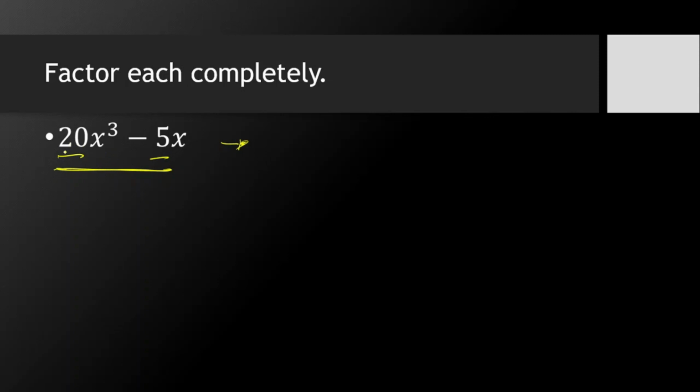For the numerical coefficients 20 and 5, these are divisible by 5. So, that is their GCF. And for the variable, since both terms have an x variable, get the one with the lower exponent, and that is x. So, this is now the GCF. Now, dividing these two terms by the GCF, we obtain 20 divided by 5, that is 4, x cubed divided by x, that is x squared, affix the minus sign, then 5x divided by 5x is equivalent to 1.